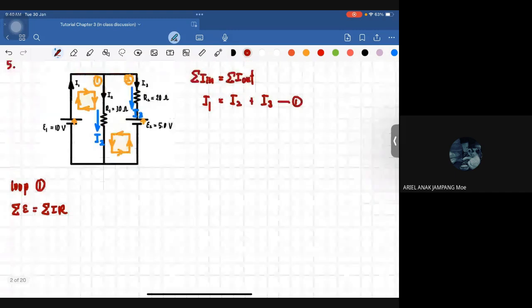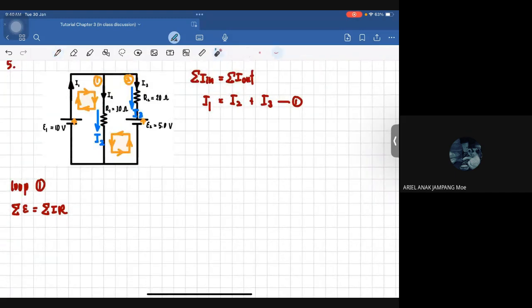Okay, so let's look at loop number 1 lah. Sekarang kita ada berapa sel? Kita cuma ada 1 cell here. So is it following the direction of EMF? Yes. Direction of loop? Yes. So sekarang dia akan jadi positif. So kita letak 10 di situ. Okay, so done untuk cell.